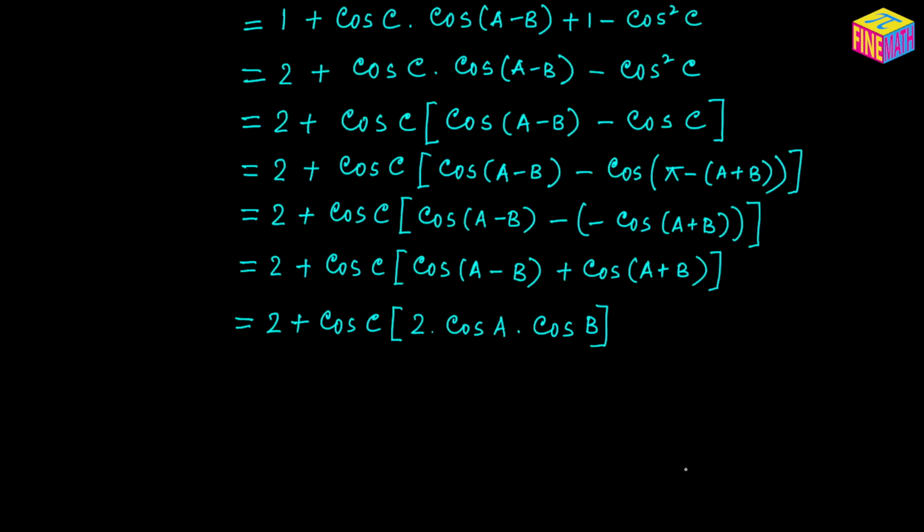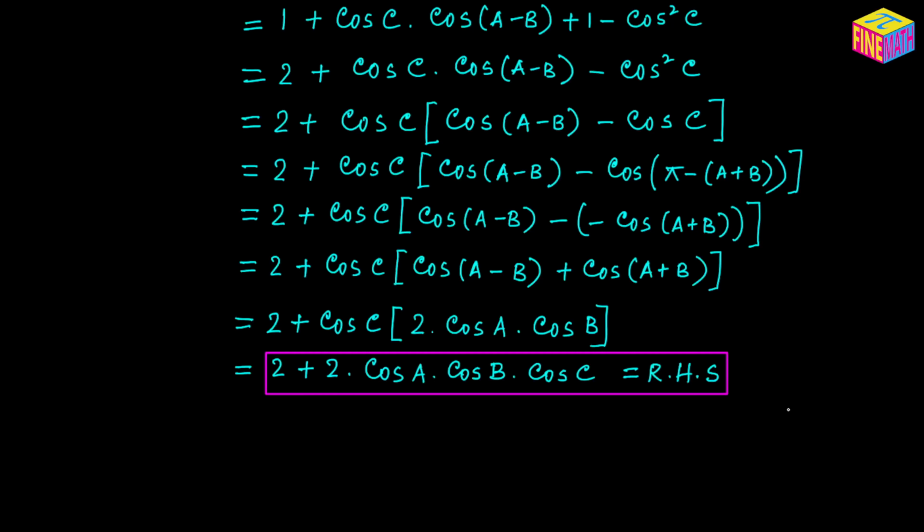So from here, what can we say? Well, you can clearly see that this is nothing but 2 plus 2 times, if we remove the bracket, we can say 2 times cosine of a times cosine of b times cosine of c. And that's exactly what we needed to prove. This is in fact equal to the right hand side, and that's exactly what we wanted to prove. So our identity has been proved now. So we simply used a few basic trigonometric concepts to prove this identity.